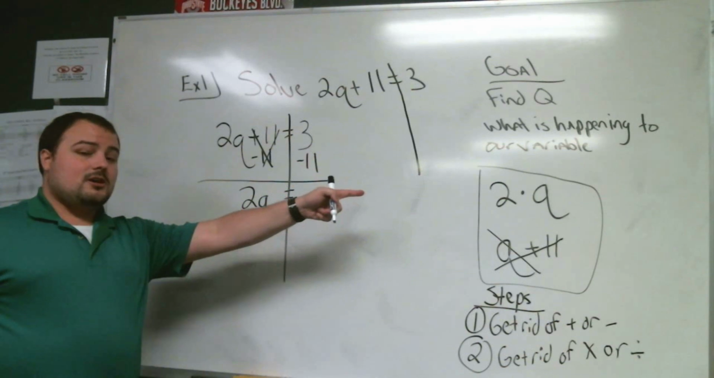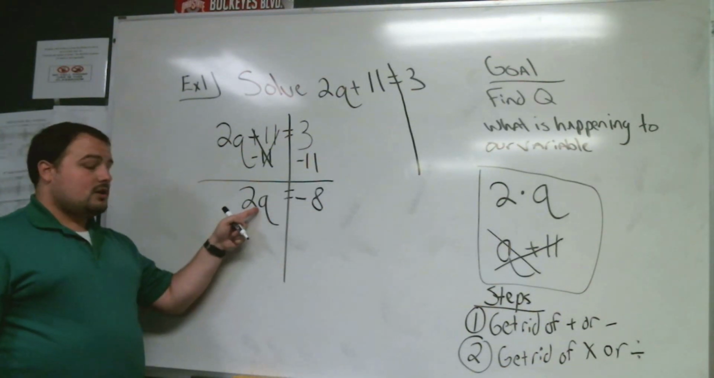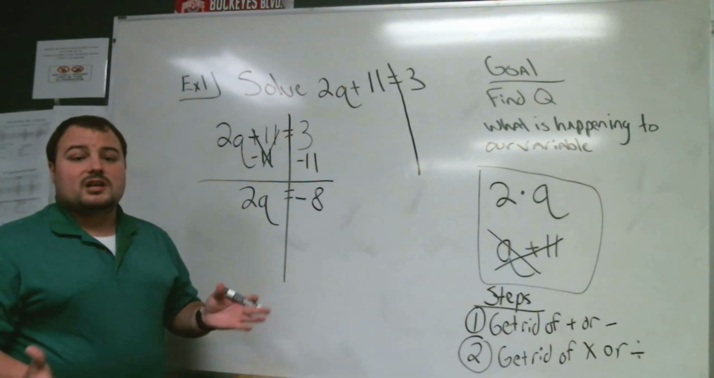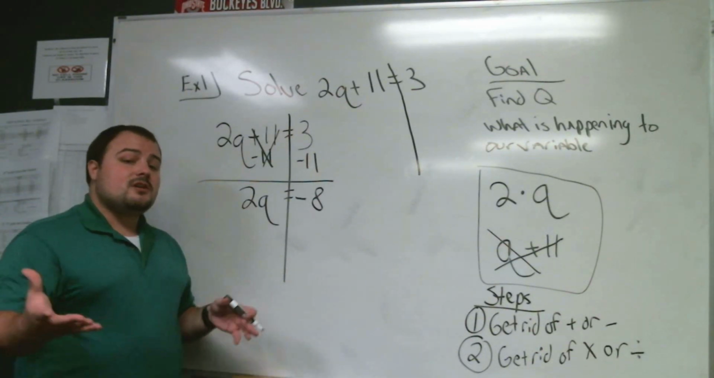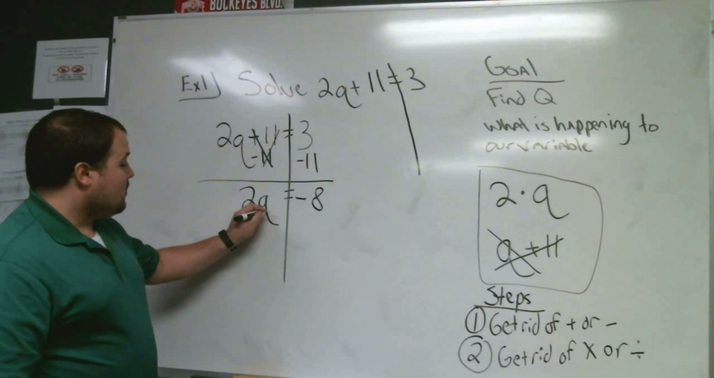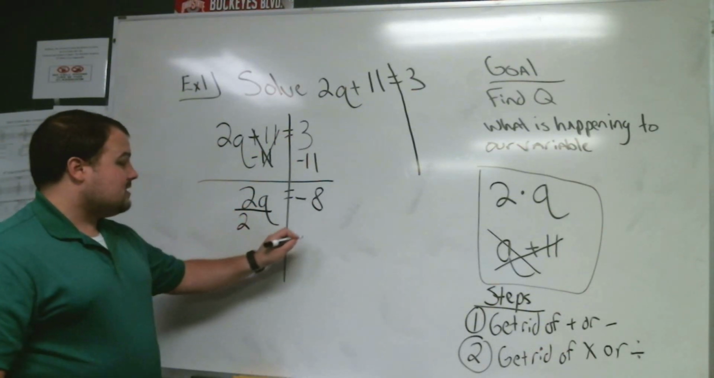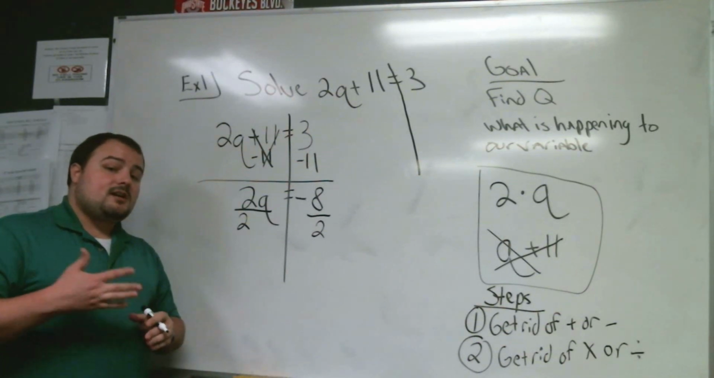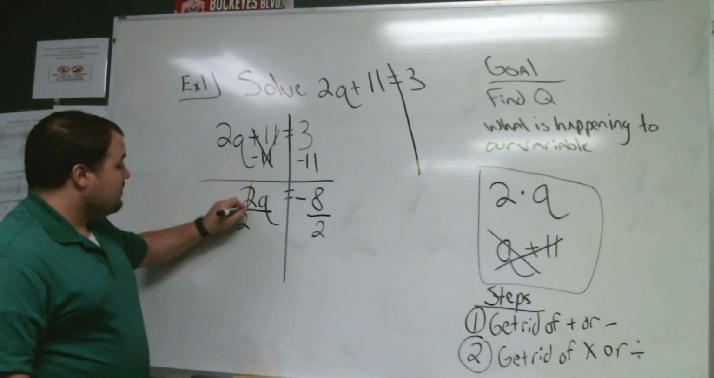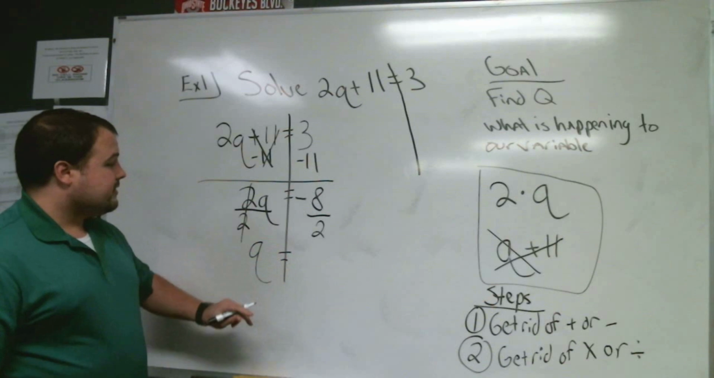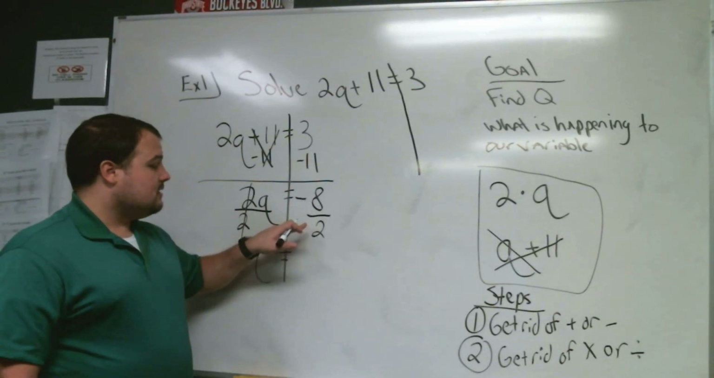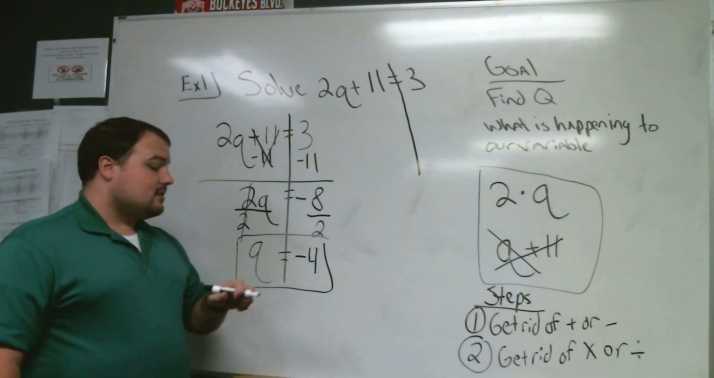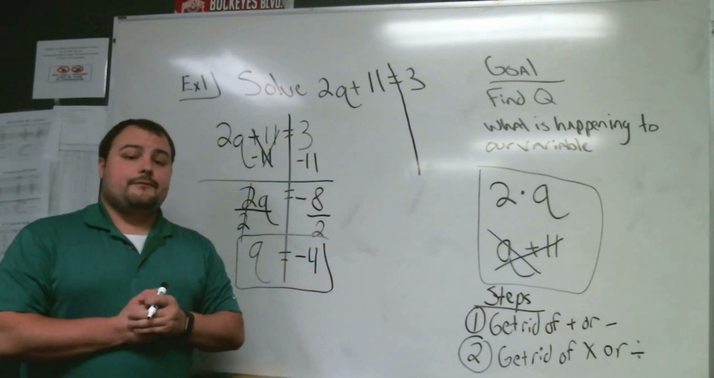But look, do we still have 2 times q? 2q does mean 2 times q. So to get rid of multiplication, again, we're doing the inverse of multiplication, or the opposite. The opposite of multiplying by 2 is dividing by 2. So if we divide by 2 on one side, we divide by 2 on the other. q equals negative 8 divided by 2. That's negative 4. So my answer to this problem should be negative 4.